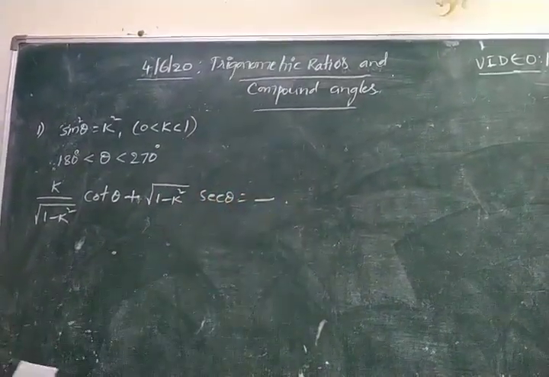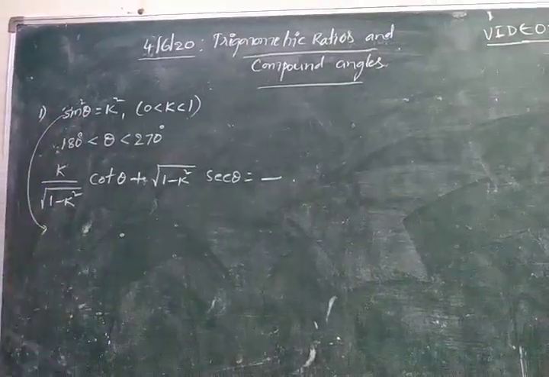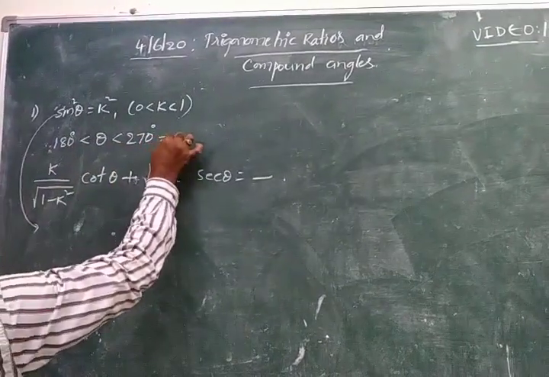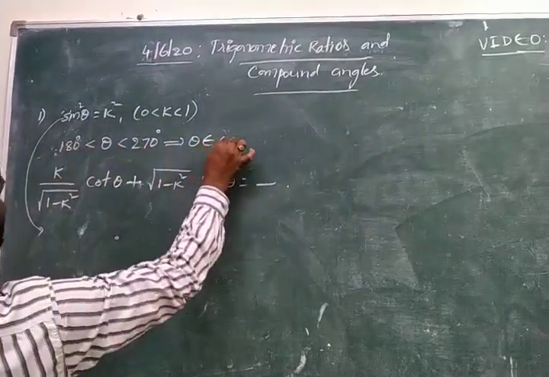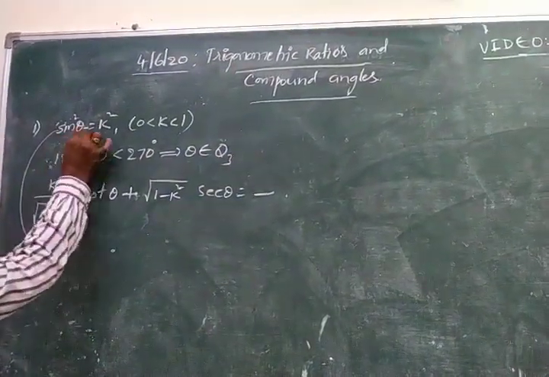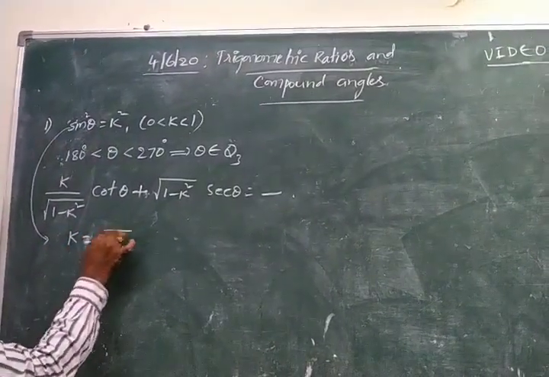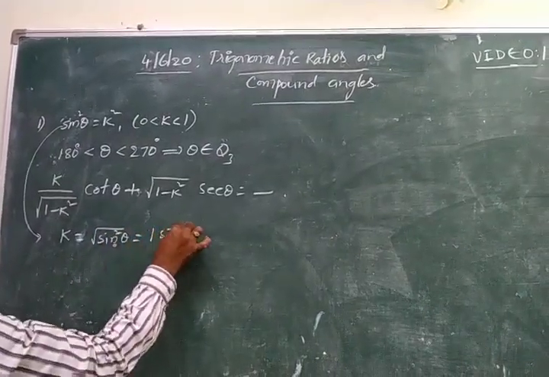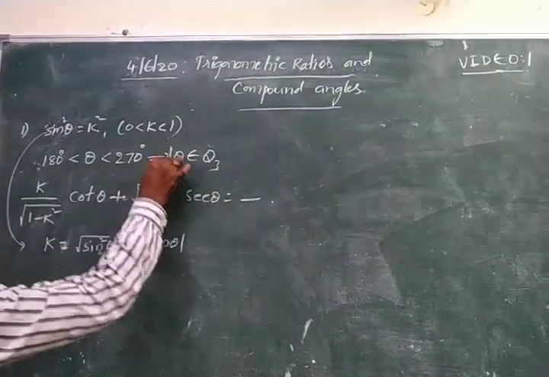This value we verify. Now from this, sin square theta equals k square and 180 degrees is less than theta less than 270 degrees, which means theta lies in the third quadrant. Now sin square theta equals k square, so k equals root over sin square theta. Root over sin square theta is mod sin theta. But theta lies in which quadrant? Theta lies in the third quadrant.